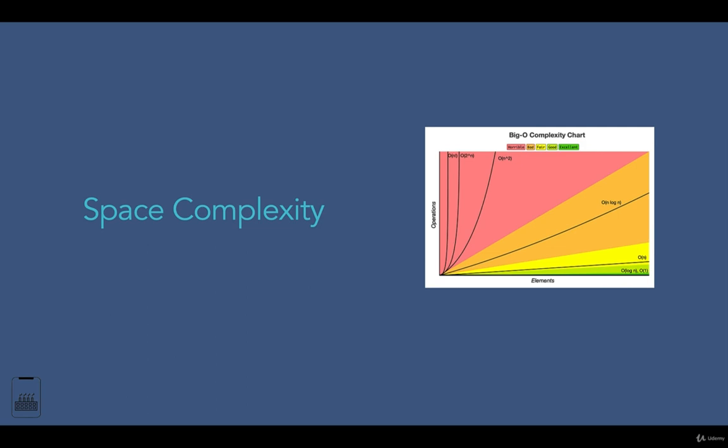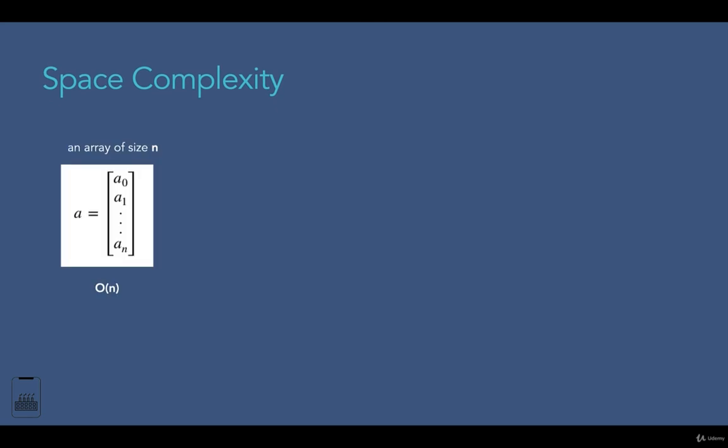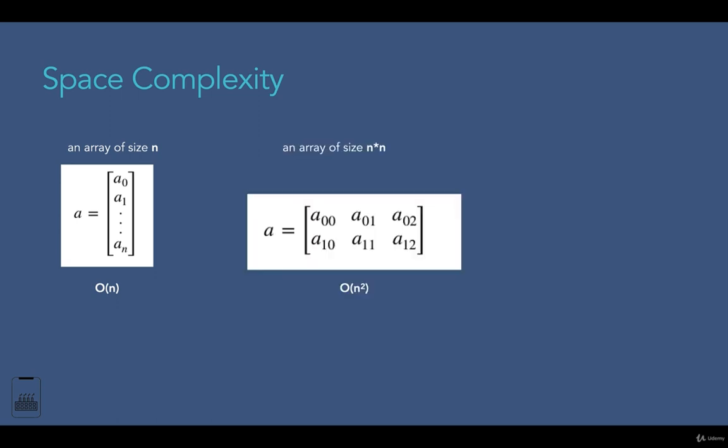Space complexity is a measure of the amount of working storage an algorithm needs. That means how much memory in the worst case is needed at any point in the algorithm. As with the time complexity, here also we are mostly concerned with how the space that is needed grows as the size of input grows. If we create an array of size n, the space complexity will be O(n). If we need a two-dimensional array of size n by n, the space complexity will be O(n squared).